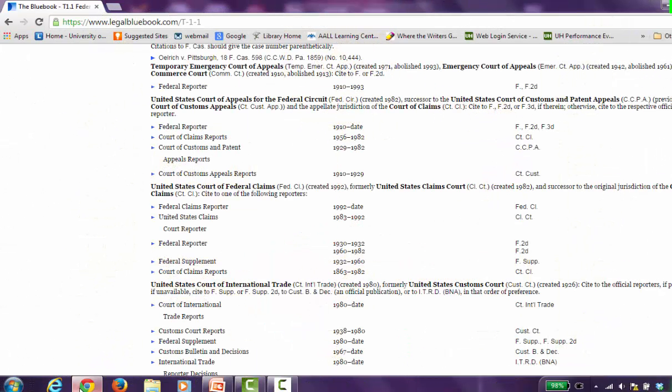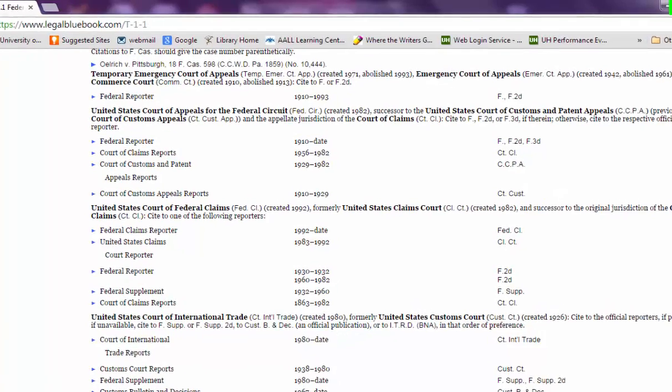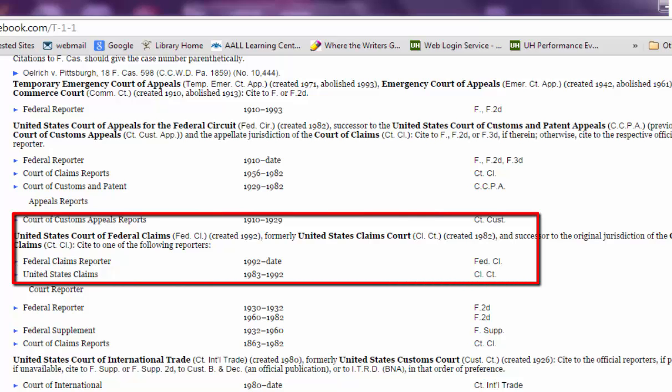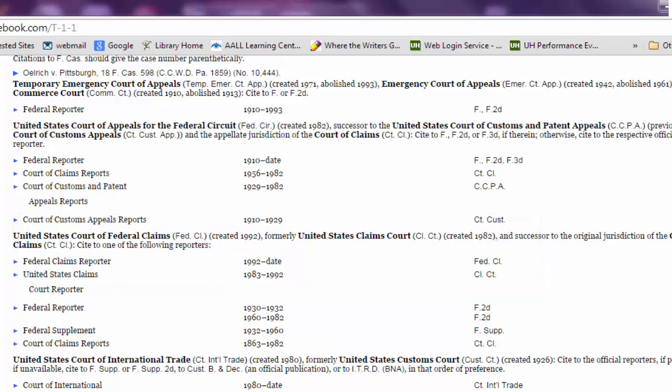Remember to check Table 1 in your Blue Book, which can help you identify the different courts in each jurisdiction, and also where their decisions are reported. For example, in Table 1, we see the current opinions from the Federal Claims Court are published in the Federal Claims Reporter. Right above this entry, we see the entry for the U.S. Courts of Appeal for the Federal Circuit, which is identified as the Appellate Court for the Court of Claims.